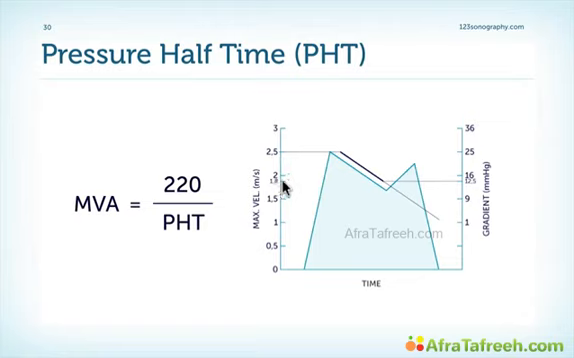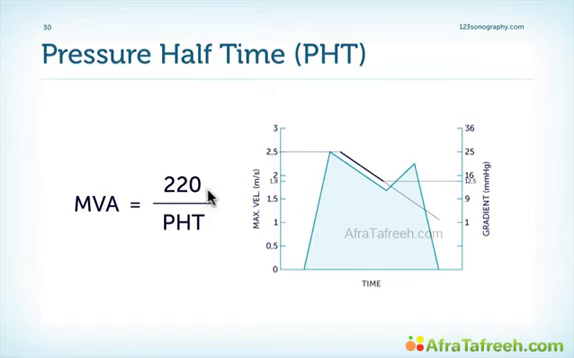We can then use this value in a formula and actually calculate the mitral valve orifice area. The specific value for the pressure half time that you get in a patient can then be applied in a formula. 220 divided by the pressure half time then gives you the mitral valve area.